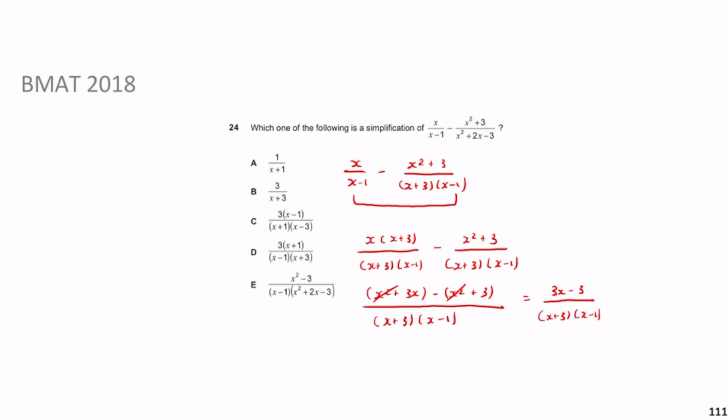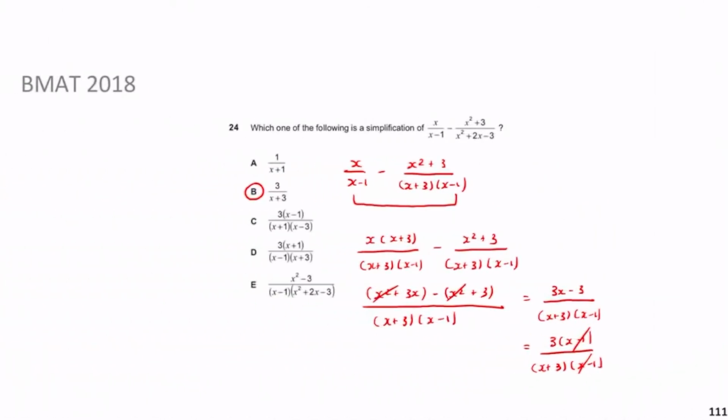Am I done though? No, I'm not done, because I can simplify that further. 3 times x minus 1 over x plus 3, x minus 1, and then I can cancel those out. So I'm just left with 3 over x plus 3. And can I simplify that further? No, definitely not. Therefore, guys, that's our final answer, isn't it? So the final answer is going to be B. Hopefully, guys, that has made sense, and we look forward to seeing you in the next video.